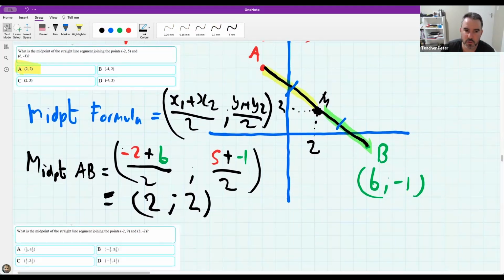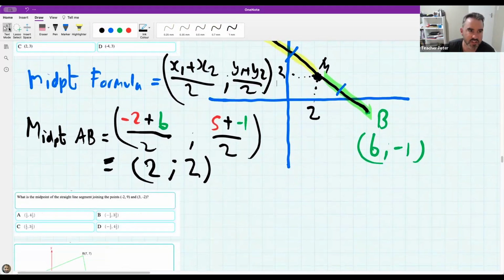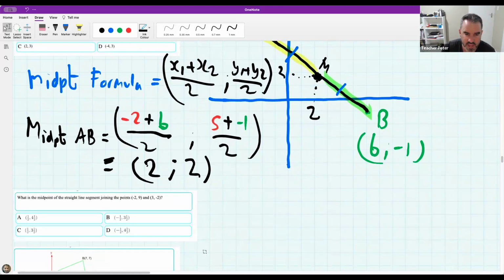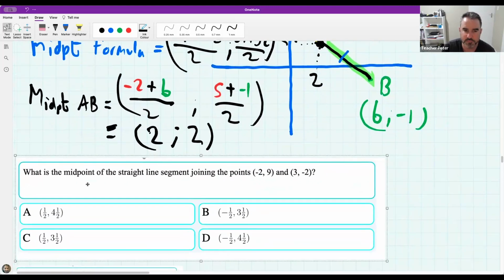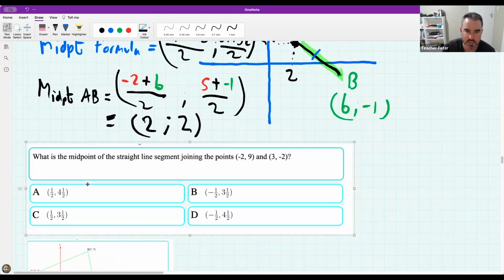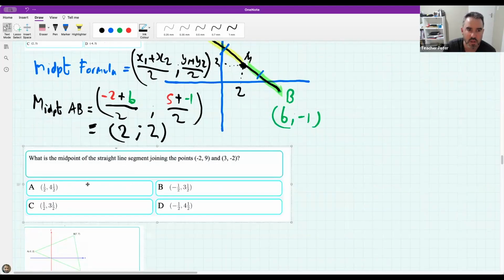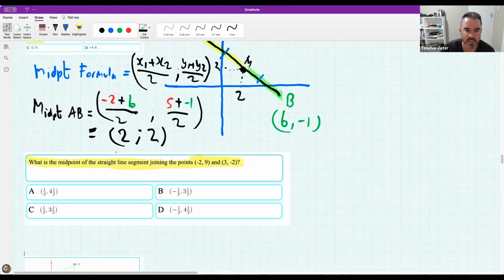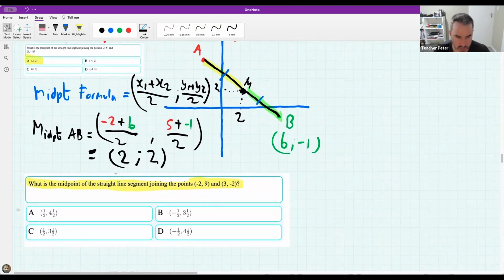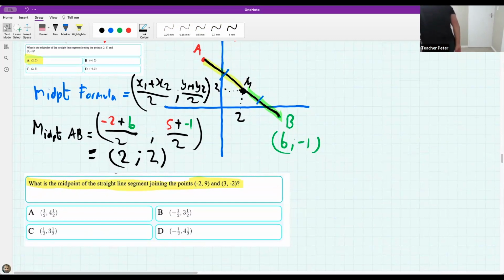So what we need to do is put this into practice to see that we understand it ourselves. And here is your first, well, let me zoom in a little bit. Can you please find me the midpoint between minus 2, 9 and 3, minus 2? And I want you then to choose whether you go with A, B, C, or D. Okay, off we go. Should I get some water?